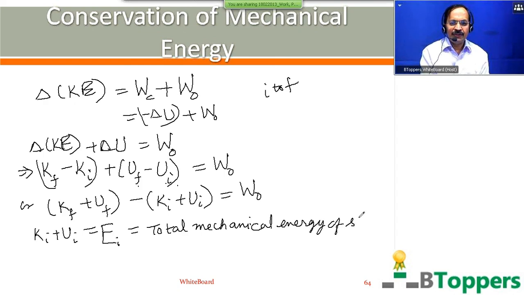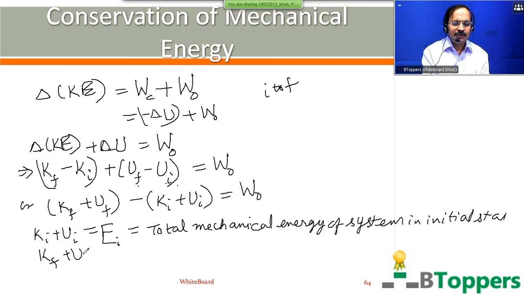Total mechanical energy of the body or system in the initial state. And KF plus UF will be equal to E denoted by EF, which is called total mechanical energy in the final state. Therefore, you can write KF plus UF equal to EF. On the other side, KI plus UI equal to EI.